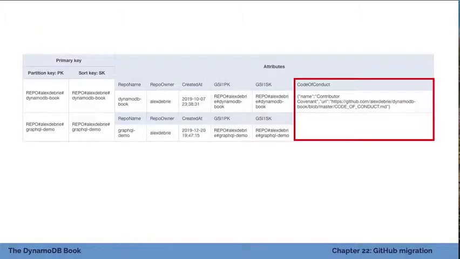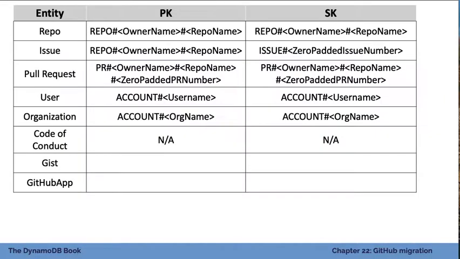So we change our application code so that we can write this code of conduct attribute for repos that want to have it. So we add a new endpoint that people can use to do this. It updates that repository object, but we don't really need to do anything in DynamoDB. It's just an application change. So this was a pretty easy one.